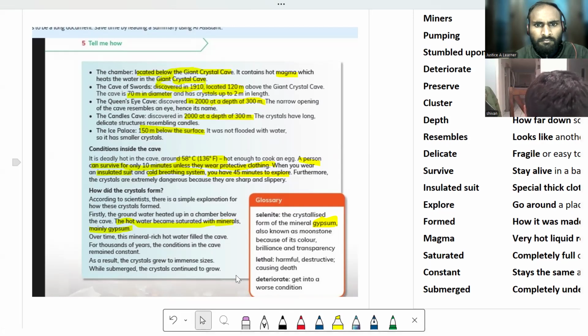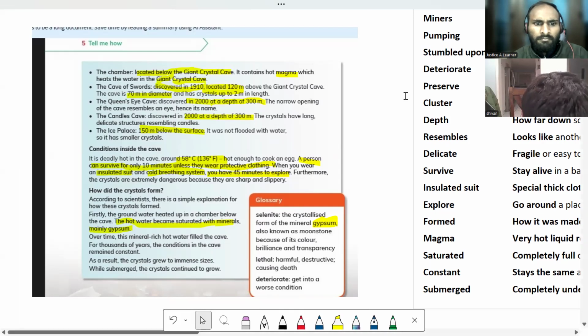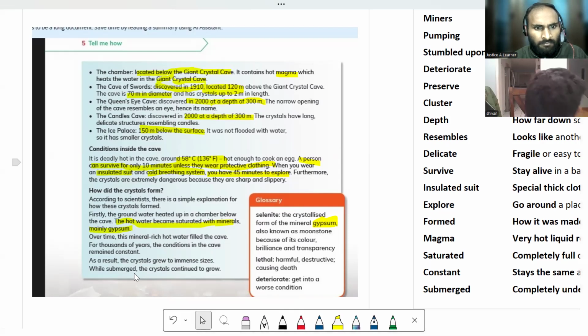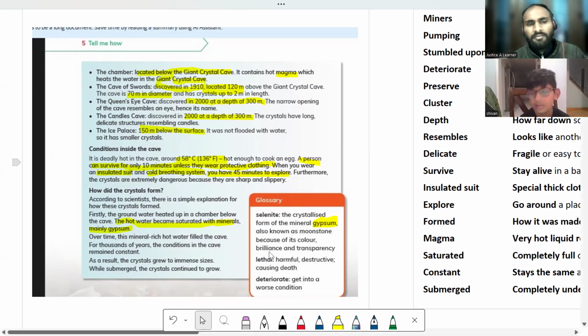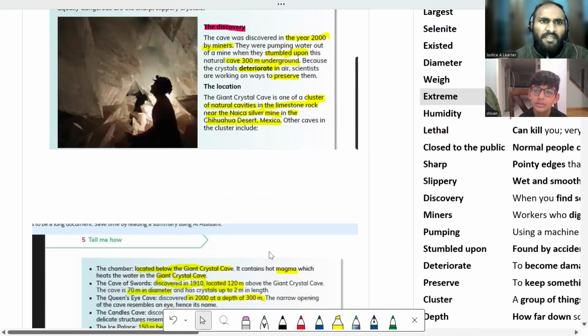For thousands of years, the conditions in the cave remained constant. As a result, the crystals grew in size while submerged. The crystals continued to grow. Great. Okay, nice. So this is the reading we have done.